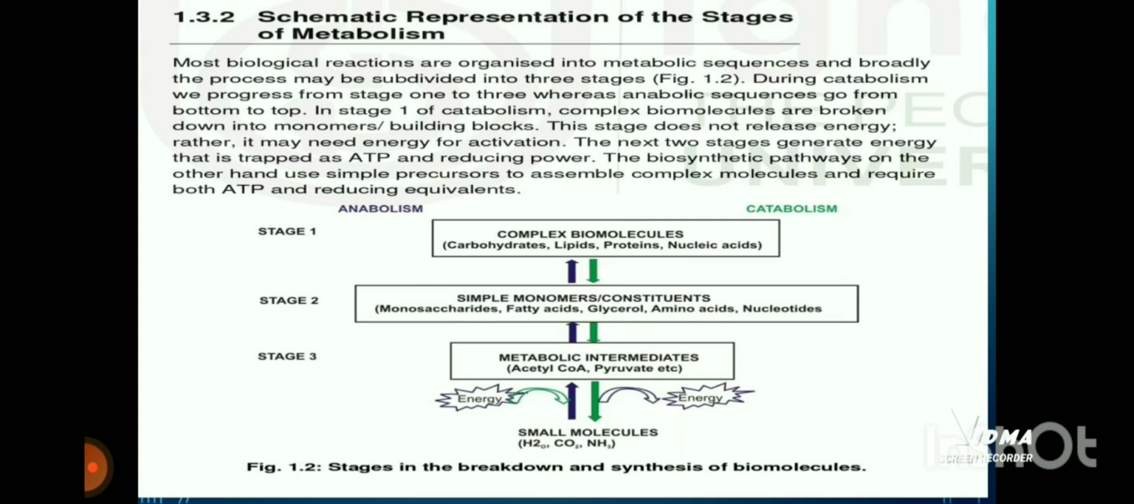It may need energy for activation, meaning the process of stage 1 requires energy. The next 2 stages generate energy that is trapped as ATP and reducing power. The biosynthesis pathways, on the other hand, use simple precursors to assemble complex molecules and require both ATP and reducing equivalents.